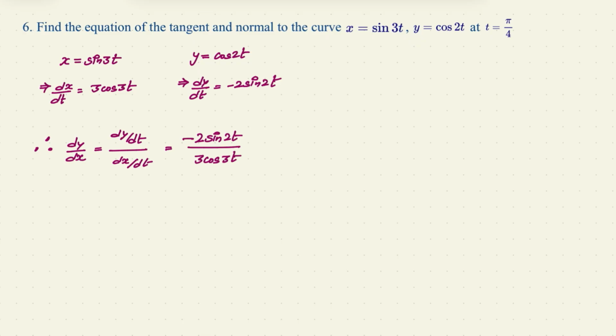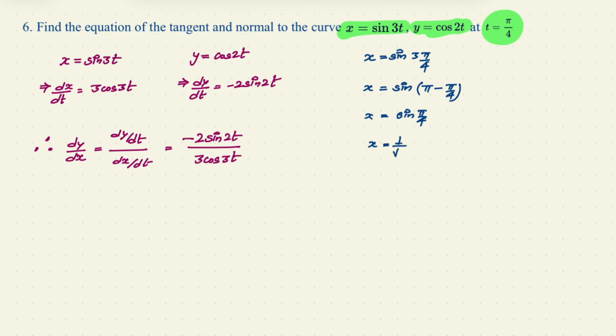Now the main thing is to find the point of contact. For that we will just put the value of t equals pi by 4 in the equations of x and y. Putting the value of t in x, x equals sin 3 pi by 4. This can be written as sin of pi minus pi by 4, and we know that sin(pi minus pi by 4) is simply sin pi by 4. That means the value of x equals 1 by root 2.